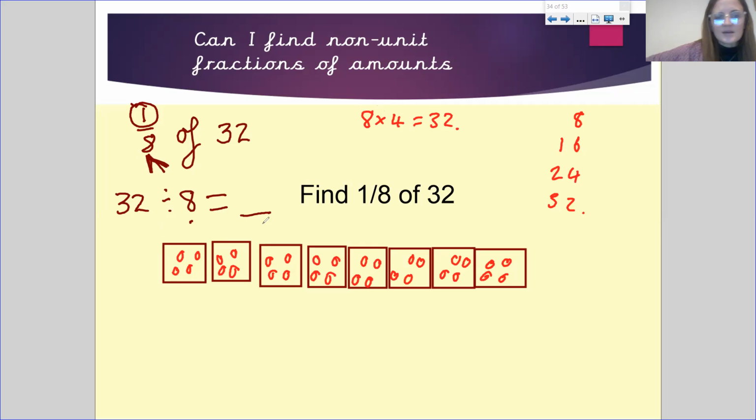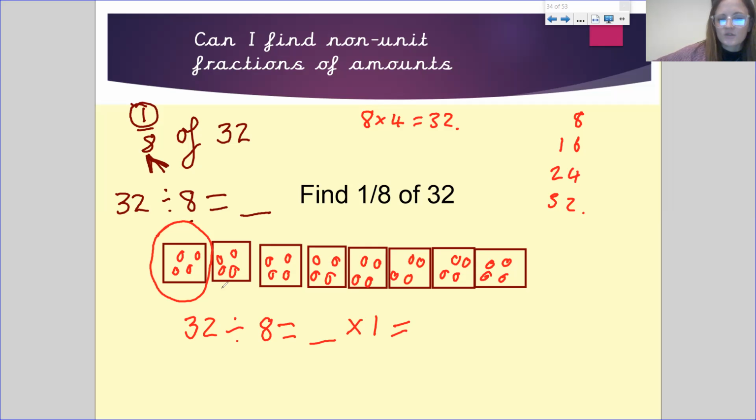We know that the numerator tells us how many of these groups we need to count, so we're actually only counting 1, which is why I give you the sum of 32 divided by 8 equals something, and if you times that by the numerator, which is 1, will give you an answer, and that will be what 1/8 of 32 is. So 32 divided by 8 is 4, and then 4 times 1 is going to be 4. It's 1 group.